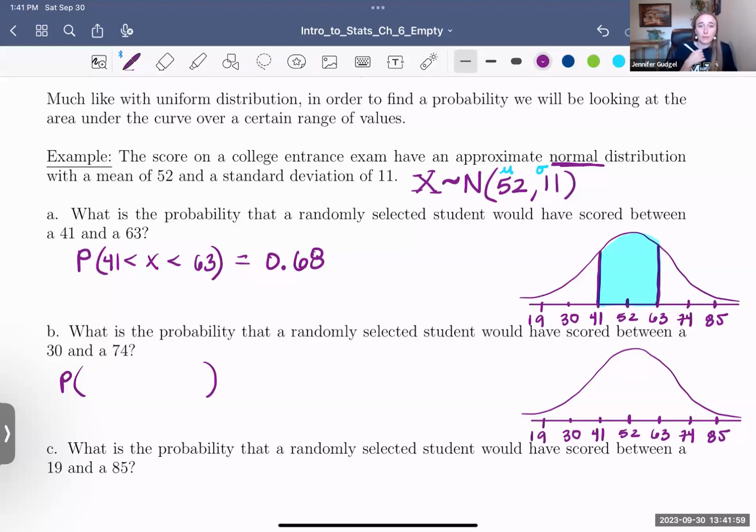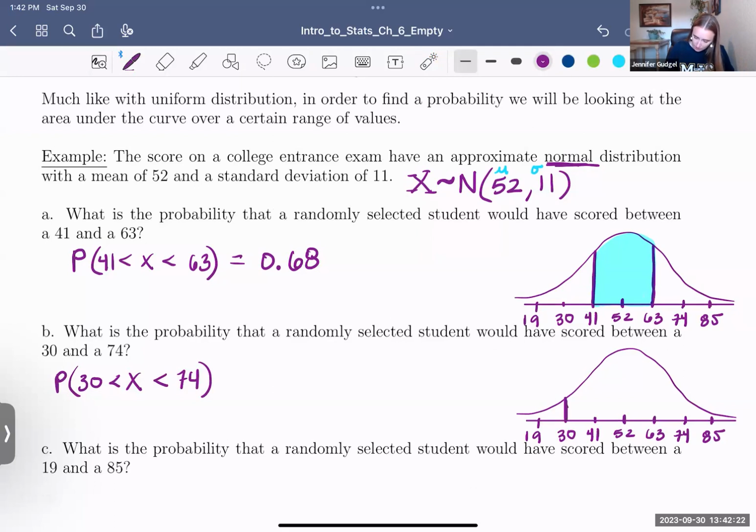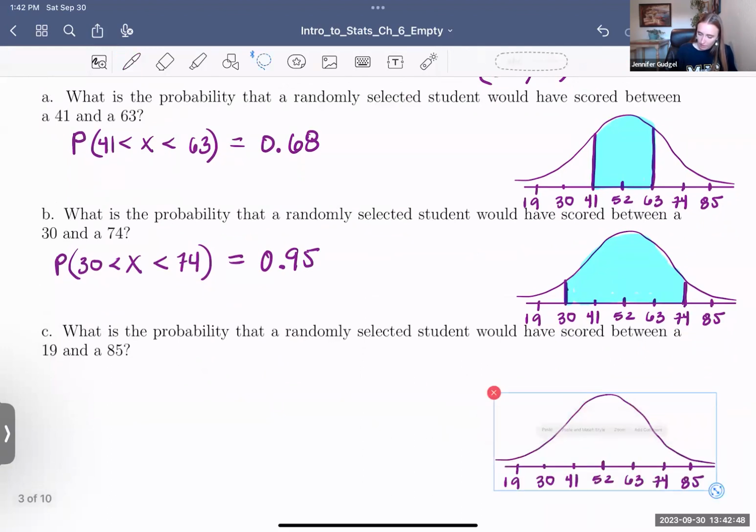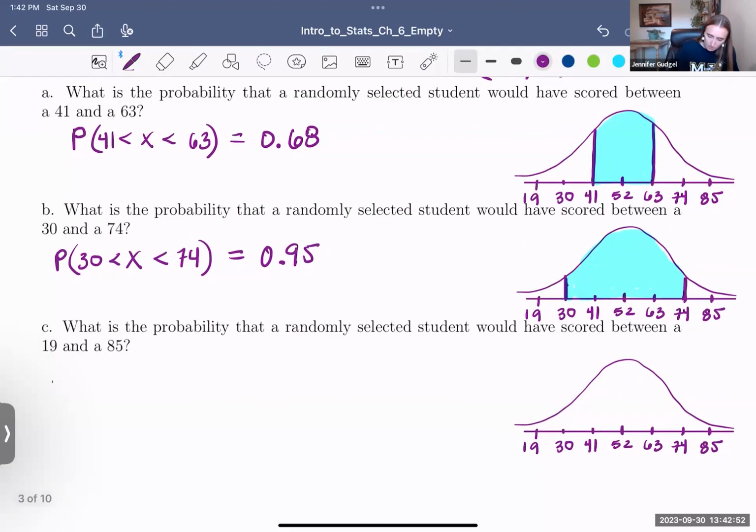All right, the probability a randomly selected student would have scored between a 30 and a 74. Again, probability of X being between 30 and 74. So 30 is the smallest, less than or equal to X, less than or equal to 74. Progressively getting bigger. If I sketch this, we are 2 standard deviations. This is the mean, 1, 2 to the right, 1, 2 to the left. And we are looking at the region between 2 to the right to 2 to the left. That is equal to 0.95 or 95%.